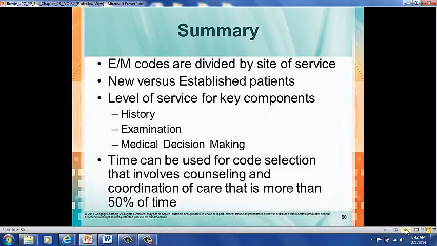Summary: E&M codes are divided by the site of service, new versus established patients, level of service for key components, history, examination, and medical decision-making, and time can be used for code selection that involves counseling and coordination of care that is more than 50% of the time.